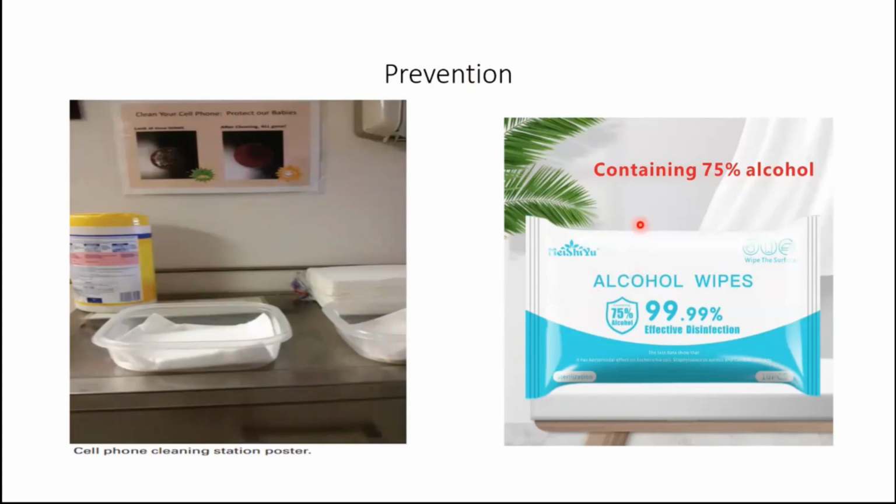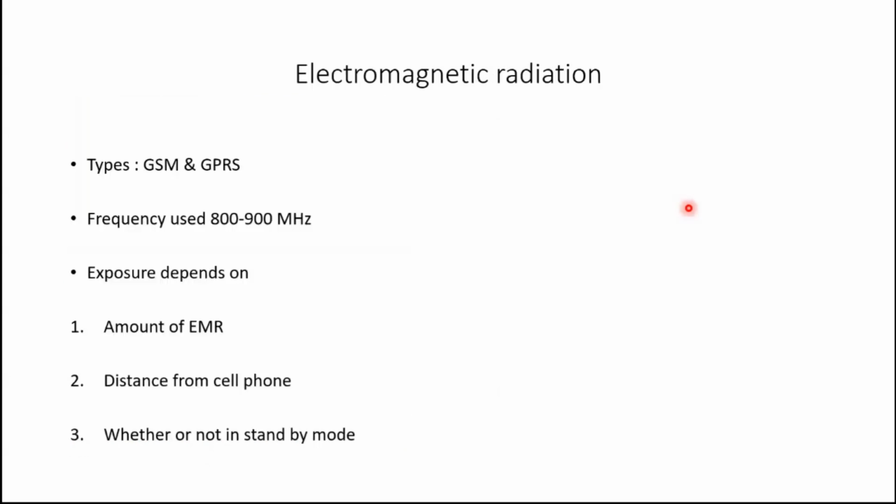Then on the right side of the image, these are the alcohol wipes that are commercially available, which contain around 75% ethyl alcohol to clean the smartphone surfaces. Now coming to other non-infectious side effects, which include electromagnetic radiation. In today's era, smartphones basically use two different types of technologies, GSM and GPRS, which use frequency within the range of 800 to 900 megahertz.